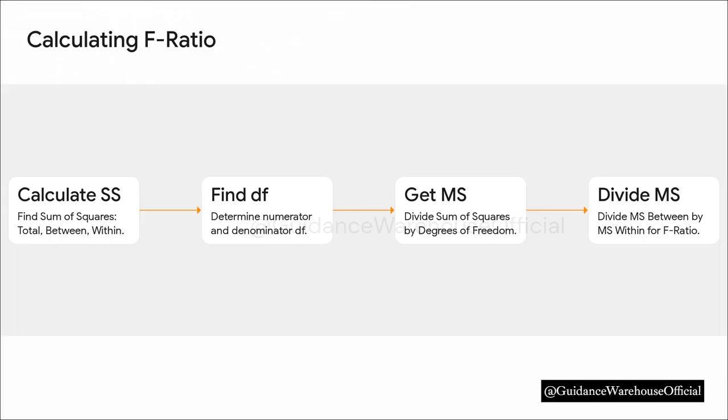Let's go ahead and call the number of groups k and the total sample size n. The degrees of freedom for the numerator is k minus 1. For the denominator, it's n minus k. Third, we simply divide our sum of squares by our degrees of freedom to get what's called mean squares, or MS. This gives us MS between and MS within. Finally, step 4, we divide MS between by MS within, and boom, we have our F-ratio.